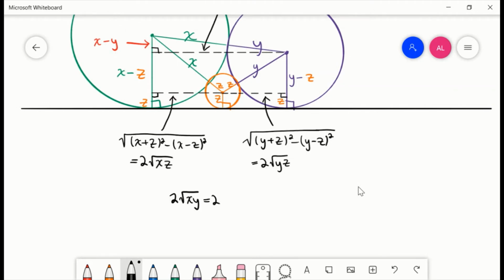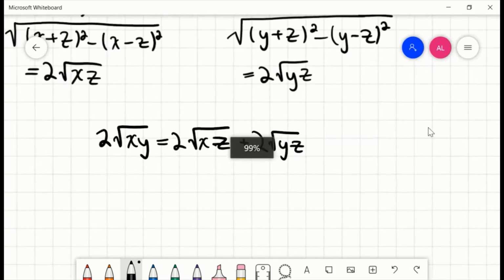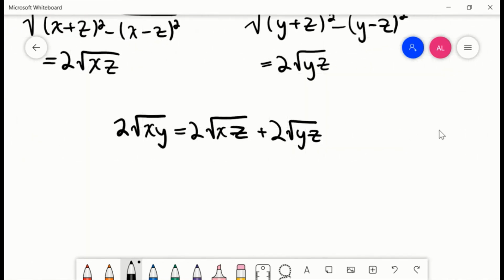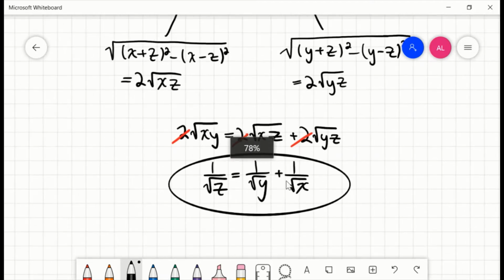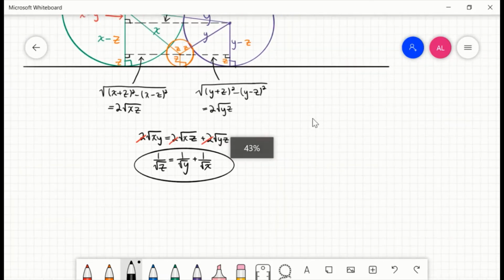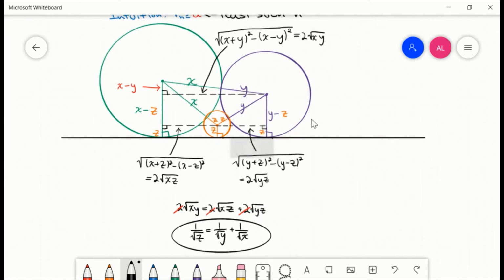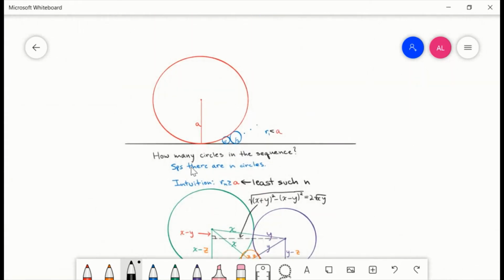We get that 2 times the square root of xy equals 2 times the square root of xz plus 2 times the square root of yz. Dividing both sides by 2 and by the square root of xyz, we get that 1 over the square root of z is equal to 1 over the square root of y plus 1 over the square root of x. This is a really important identity that is definitely worth remembering and is true for circles in general. But it can certainly be applied to our problem.